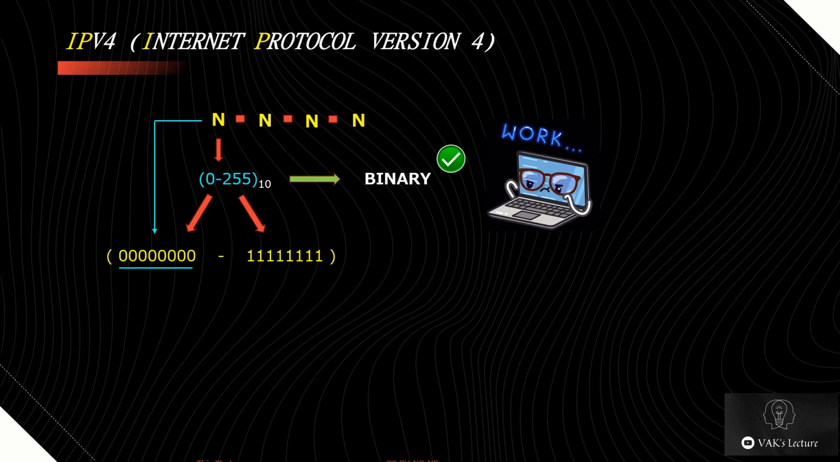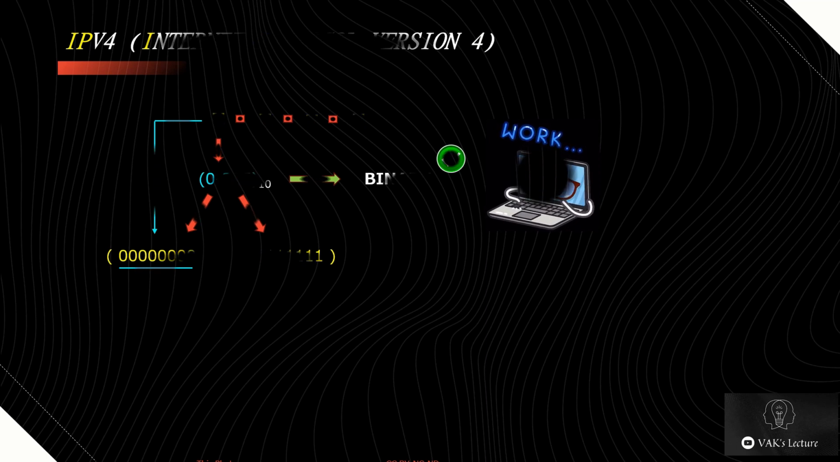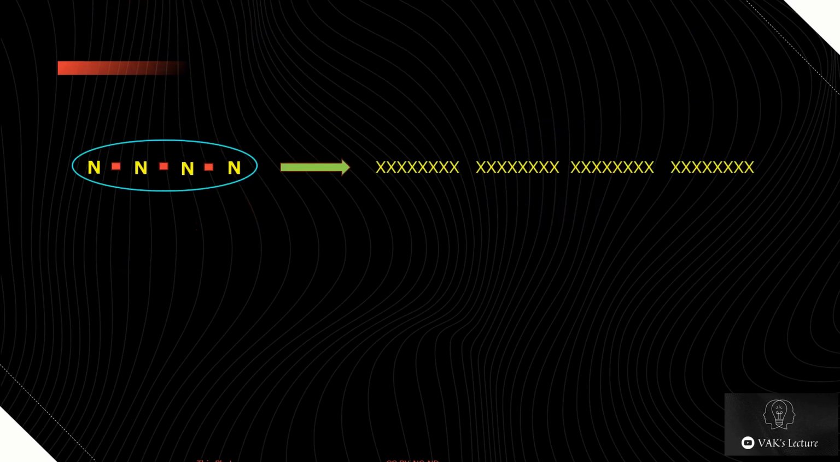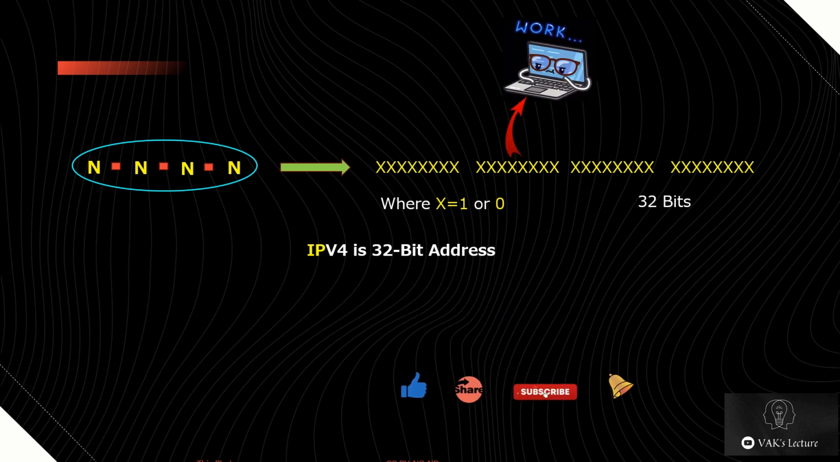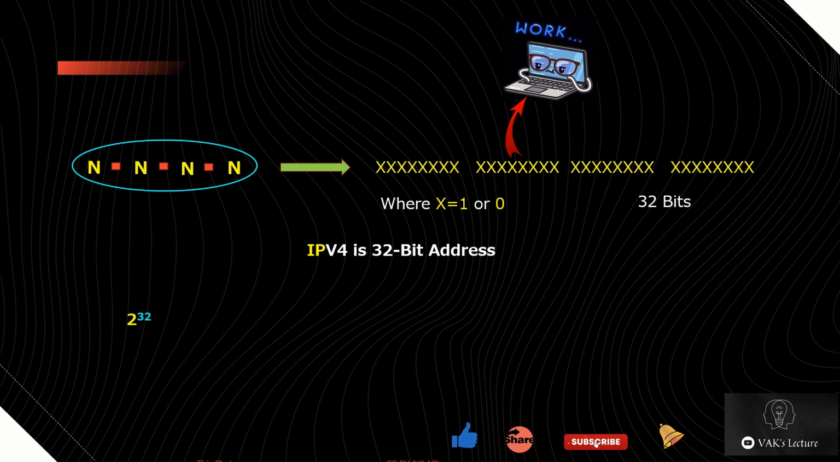Since each number is represented by a group of 8 binary digits, the whole IPv4 address is represented by a sequence of 32 ones and zeros. Or simply I should say by a sequence of 32 bits. So IPv4 is a 32-bit address. In IPv4, a unique sequence of ones and zeros is assigned to each computer. Therefore, a total of 2 to the power of 32 devices, that is approximately 4 billion devices, can be addressed and connected to internet with this IPv4.